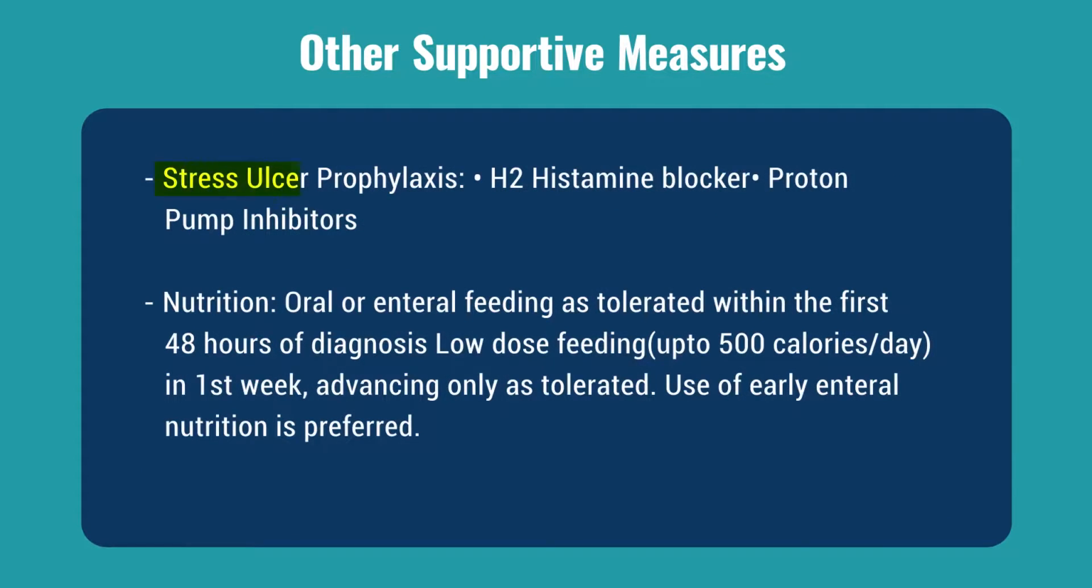Such patients are also prone to stress ulcers, so stress ulcer prophylaxis is also started with either an H2 histamine blocker or a proton pump inhibitor.